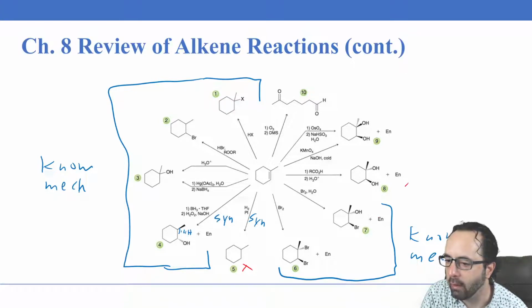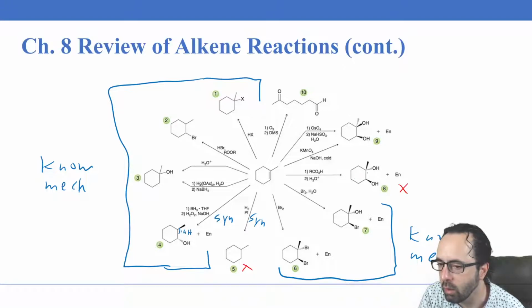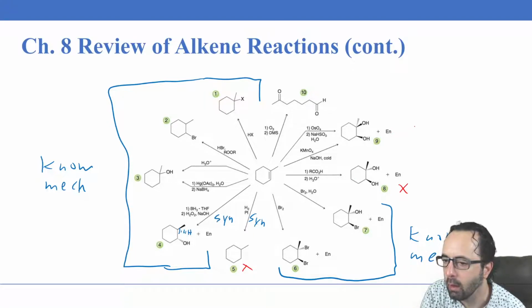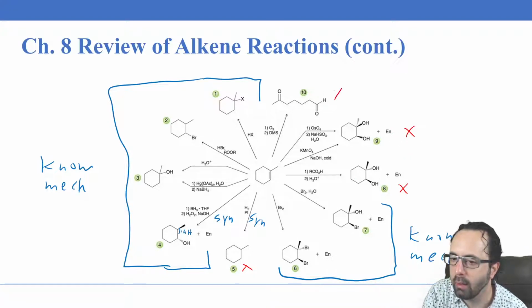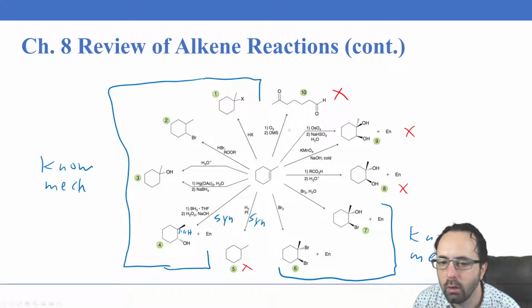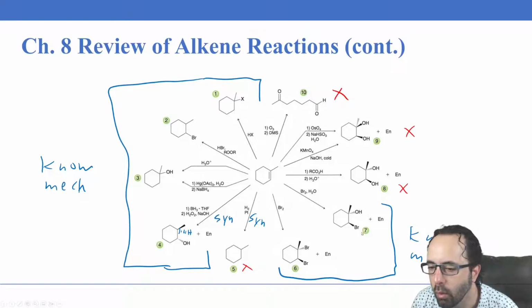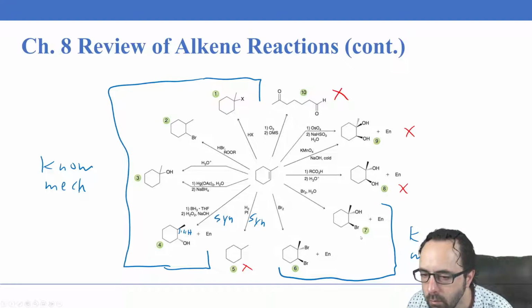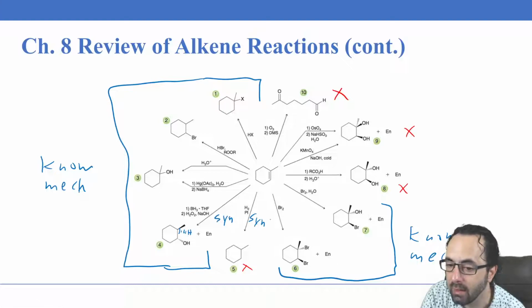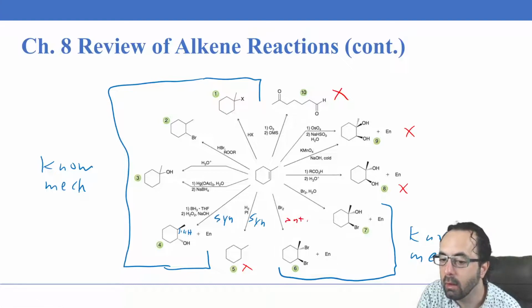You don't need to be able to draw the mechanism. You should understand why it's anti here. You don't need to draw the mechanism for this one, and there's no mechanism for that one. So you need to know the mechanisms through 1 through 4 and 6 and 7. Remember, this happens in a syn fashion, whereas the halogenation here, the bromination, happens in an anti fashion. This is anti. Okay, anti.